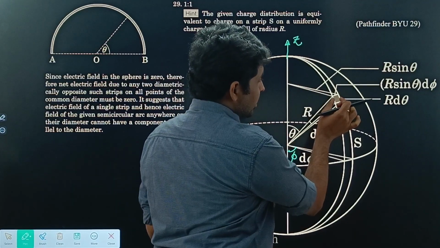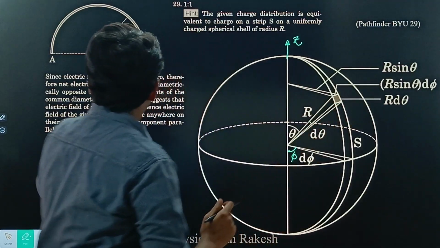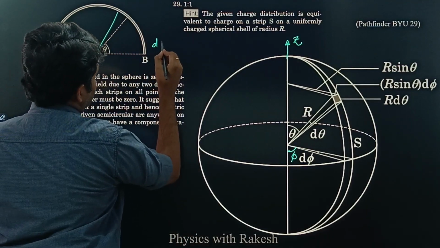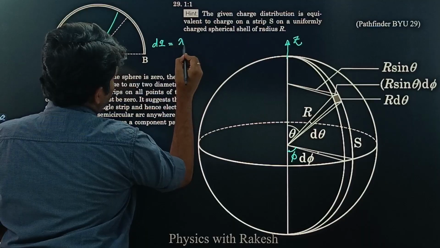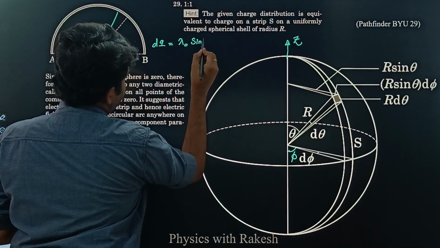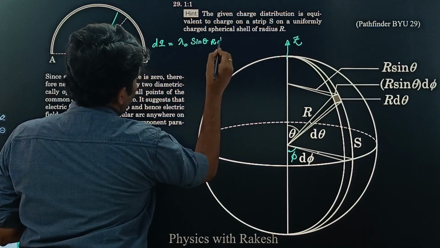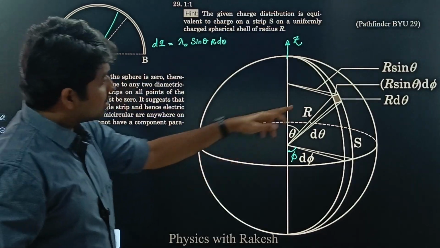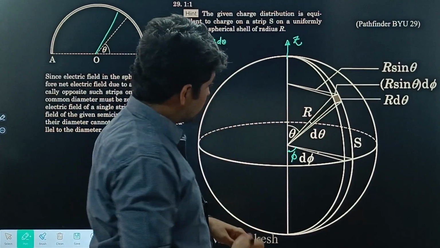Basically he's calculating a dq here. Okay, see here, what was dq? We wrote here, this dq was what, tell me? Lambda naught sine theta into r d theta. This was the dq here. Now let us see if there is something similar here.